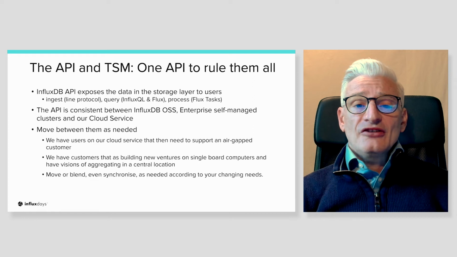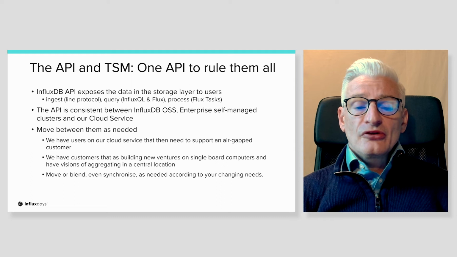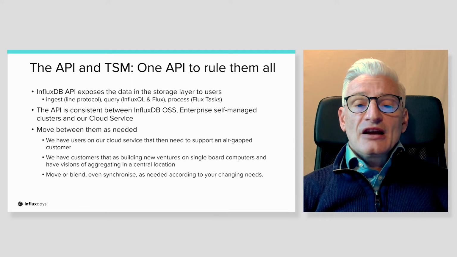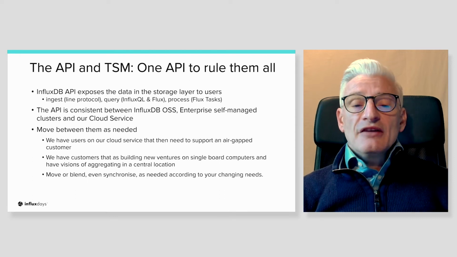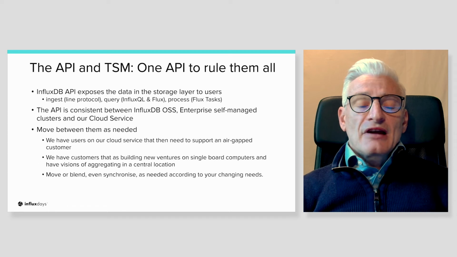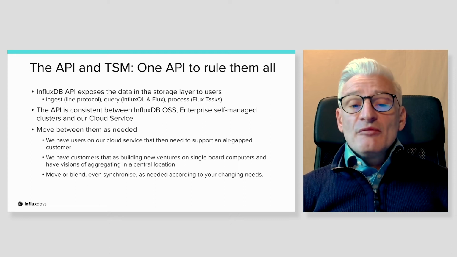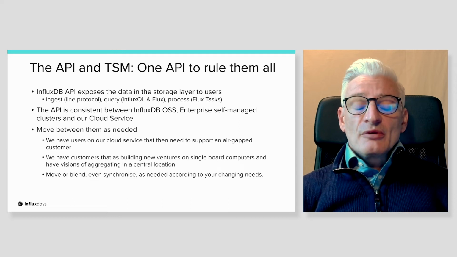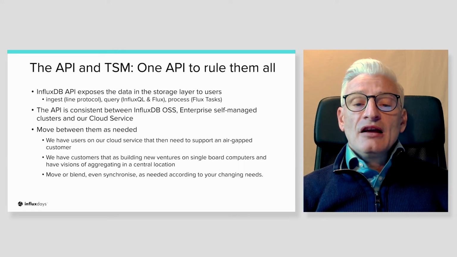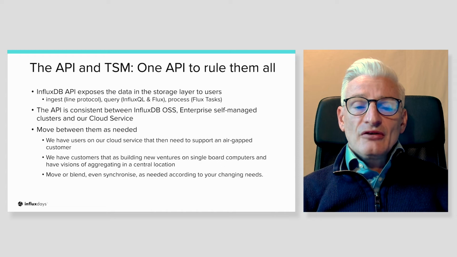Similarly, we have customers that start off building solutions as startups on single board computers using our open source, and then they have a view that in time they're going to be aggregating data between many different Raspberry Pis, for example, and aggregating all that data in the cloud. The API doesn't change. So you can move in either direction, and as well as moving, you can even blend, have multiple solutions, and possibly even synchronize from the edge to cloud, all up to you, all using the same API, and that one API hiding the implementation details of the time series engine.